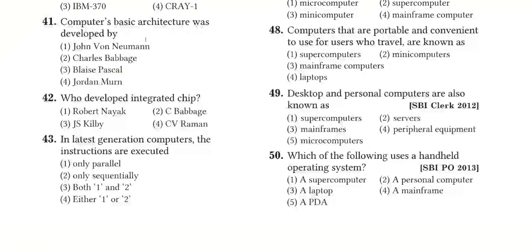Computer basic architecture was developed by John von Neumann, who developed the basic architecture. The integrated circuit was developed by J.S. Kilby. In the latest generation computers, the instructions are executed both parallel and sequential.